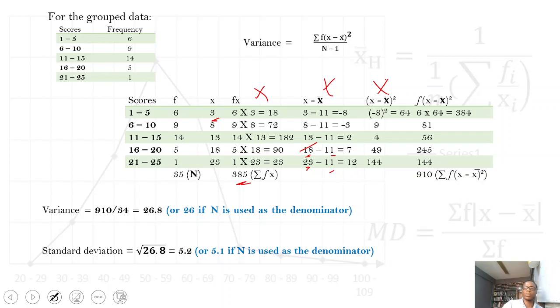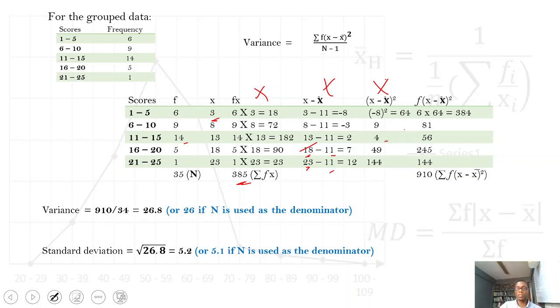So to do that, I simply say minus 8 raised to power 2. That gives me 64, minus 3 raised to power 2 gives me 9, and so on and so forth. After doing that, I will multiply the values in this column by f. So in this case, I'll say 6 times 64. For the next one, I will say 9 times 9. That's 81. And then here, for the third group class, I'll say 14 times 4, and so on.